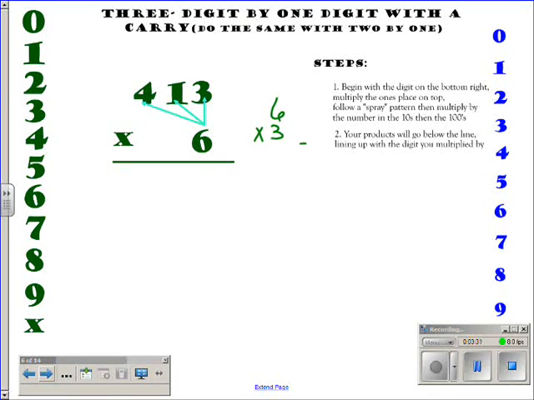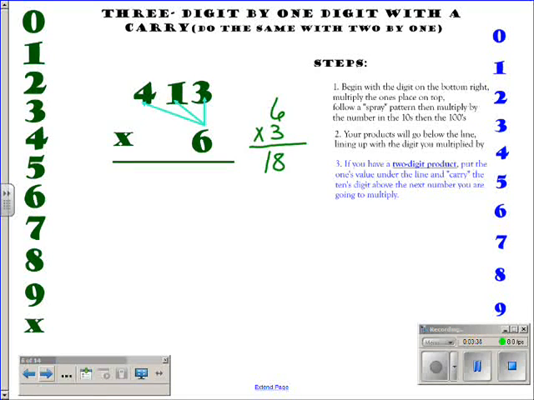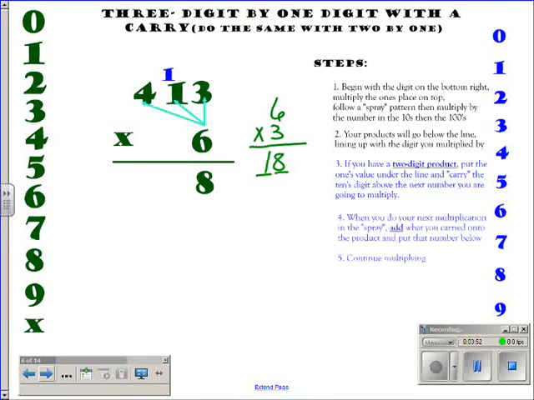Now when you do 6 times 3, your product is a 2-digit product. You have a number in the tens place, and you have a number in the ones place. The number that's in the ones place goes directly below your 3. The number that's in the tens place, you are going to carry over above the tens place. Now when you multiply, you're going to do 6 times 1, following that spray, which is 6, and then you are going to add what you carried. 6 times 1 is 6, plus 1 is 7. And that digit goes directly below the number you just multiplied by.